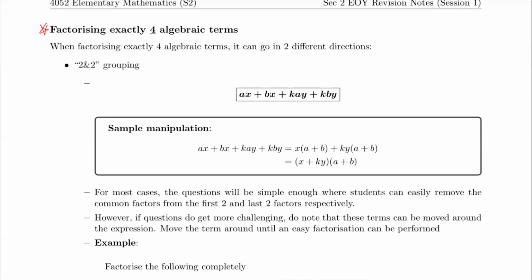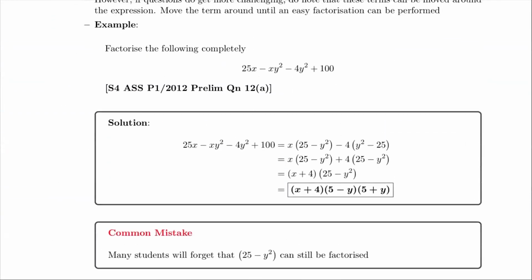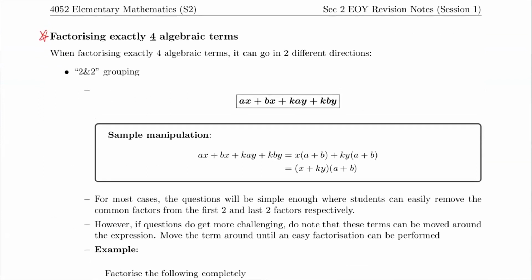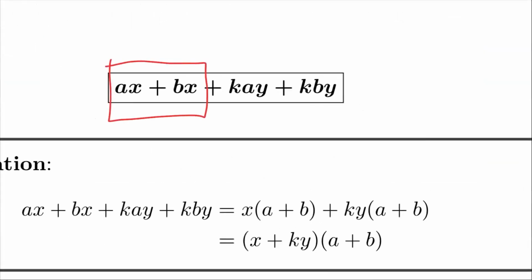Okay, the way we do factorization of 4 algebraic terms, 4, I repeat, 4 algebraic terms, is this way. We group it into 2 sections. Okay, either one, this is one set, and the next page is another set. Let's talk about the first one first. We call this the 2 and 2 grouping. The second one is called a 3 and 1 grouping. Let me explain what this means. 2 and 2 grouping means we're going to group up the first 2 terms together and then the back 2 terms together. That's why it's called 2 and 2.